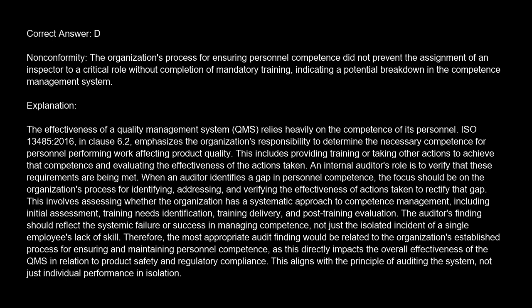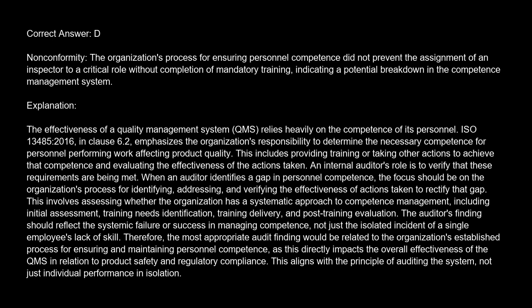When an auditor identifies a gap in personnel competence, the focus should be on the organization's process for identifying, addressing, and verifying the effectiveness of actions taken to rectify that gap. This involves assessing whether the organization has a systematic approach to competence management, including initial assessment, training needs identification, training delivery, and post-training evaluation. The auditor's findings should reflect the systemic failure or success in managing competence, not just the isolated incident of a single employee's lack of skill.